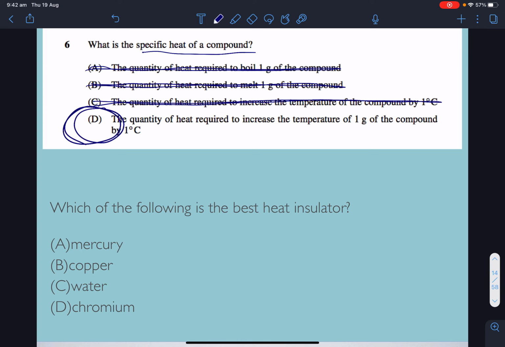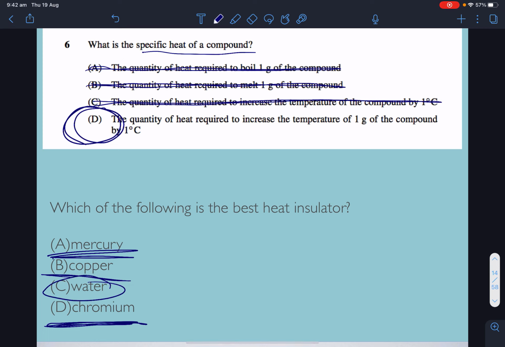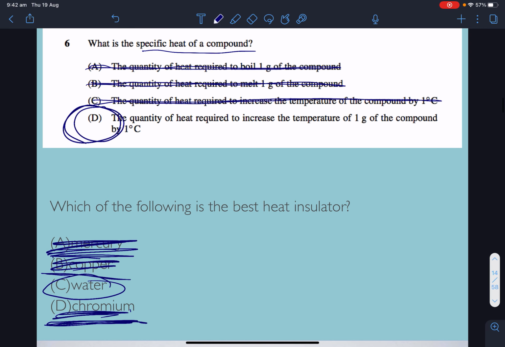So the best insulator, I'm going to be looking for non-metals here, okay? And look, this is nice and obvious because we've got chromium, which wasn't on our list, but we're like, chromium's a metal. Copper, mercury, metal, metal, non-metal with water, metal. Cross out all the metals. The best heat insulator is water, okay? Best heat conductors are the metals.